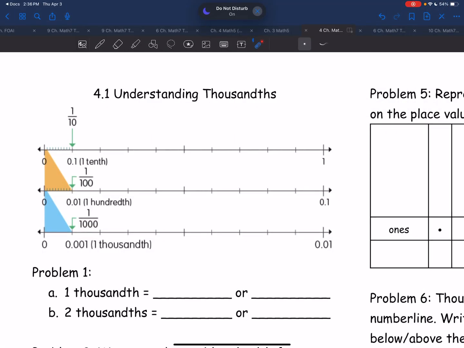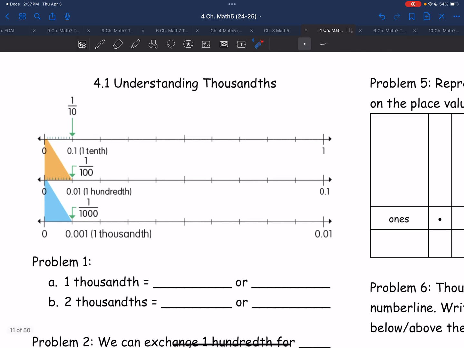All right, so we have been talking about tenths and hundredths, which are place values of decimals, and now we are going to add on to that by talking about thousandths, which is the next place value after the tenths and hundredths. So let's take a look at these number lines that we have right here. The first number line is from 0 to 1. The second number line is from 0 to 1/10. And then the third number line is from 0 to 1/100.